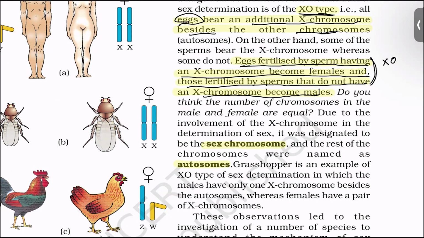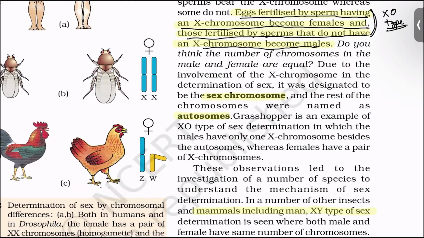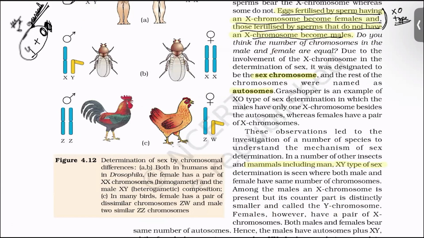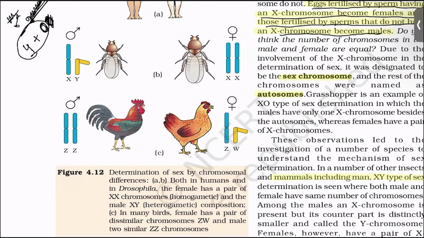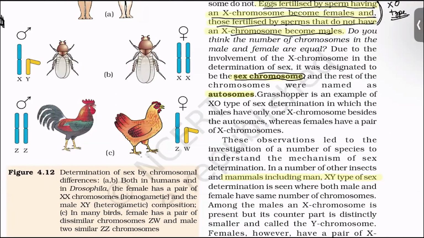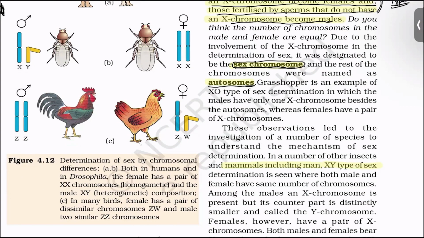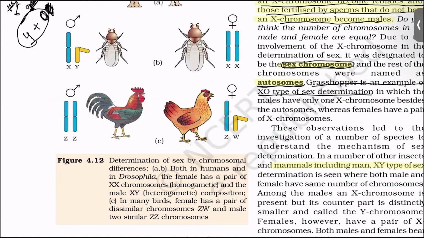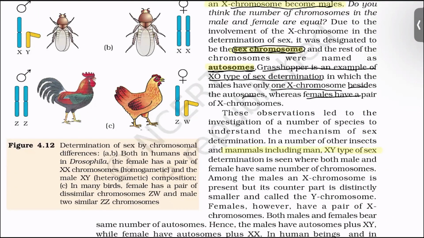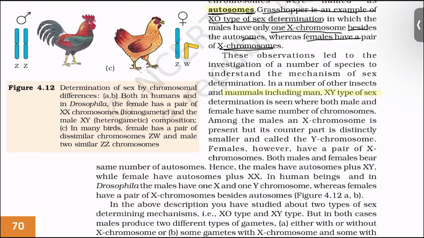And this X chromosome is known as sex chromosome because it was determining the sex of the organism, and the rest of the chromosomes were autosomes. They had no role in sex determination. So grasshopper is an example of XO type of sex determination, in which the males have only 1 X chromosome besides autosomes, whereas females have a pair of X chromosomes.